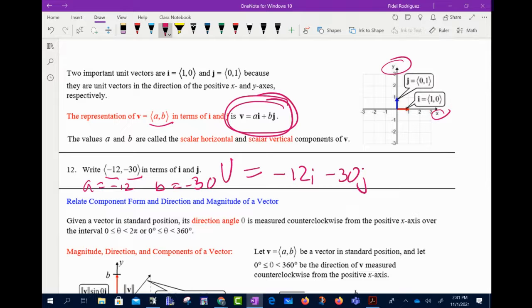When it's like that, if you notice right here, it doesn't have the little component form, right? Because this is in the ai plus bj form.